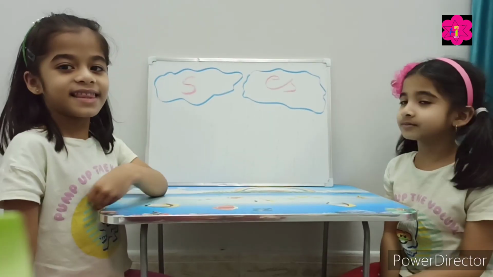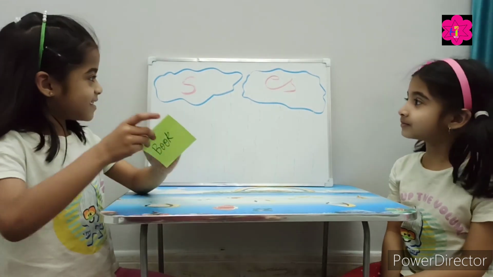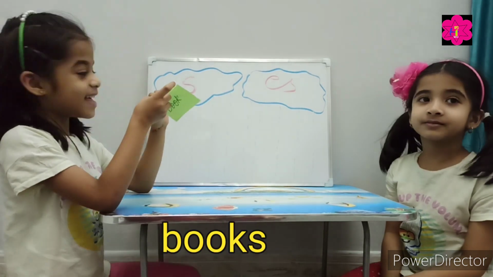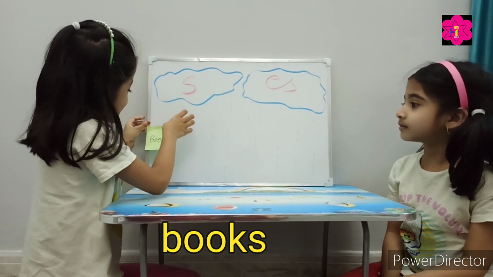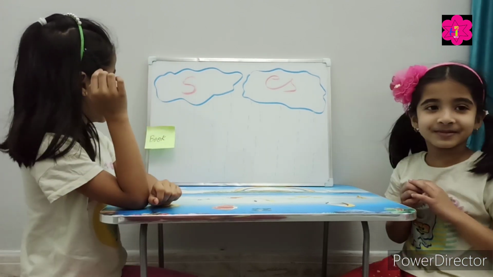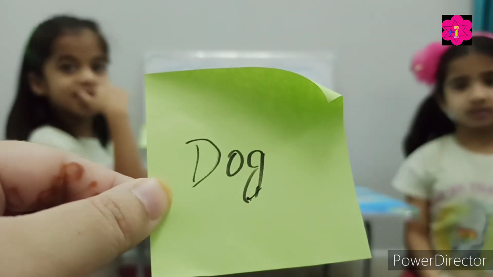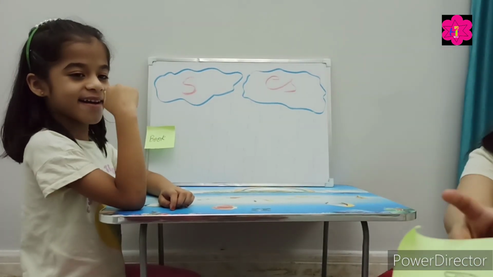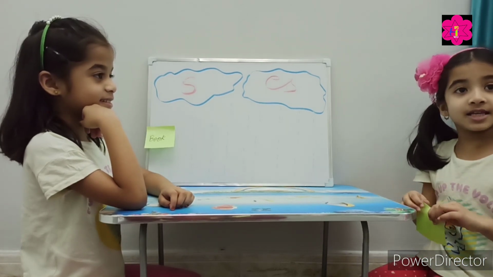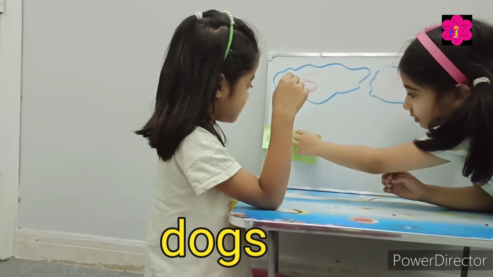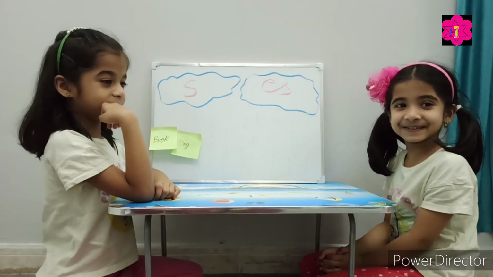Okay, now Kanza, your word is book. Where do you put, S or ES? S. Okay, good. Books. Very good. Now Kanza's turn. Okay, Kanza, your word is dog. Where do we put, S or ES? S. Yes. Okay, next chance is Muntaha's.